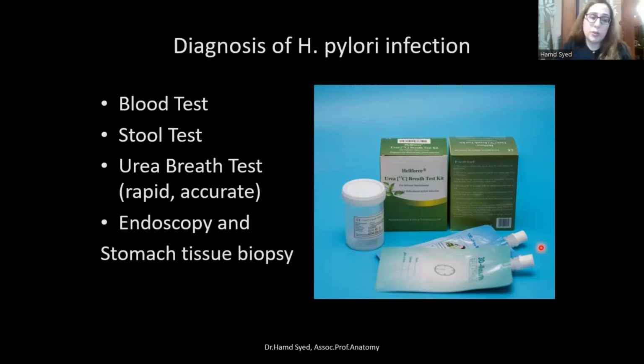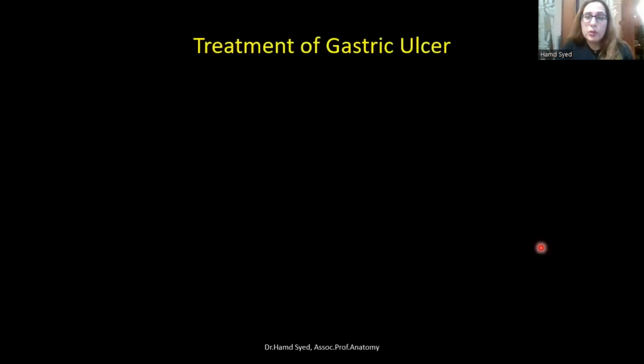Otherwise, the endoscopy and the stomach tissue biopsy can also be taken for directly looking for the presence of the H. pylori within the gastric mucosa. Okay, so once we have confirmed the presence of the ulcer, and also we have confirmed the presence of H. pylori in relation to the ulcer, what is the treatment?